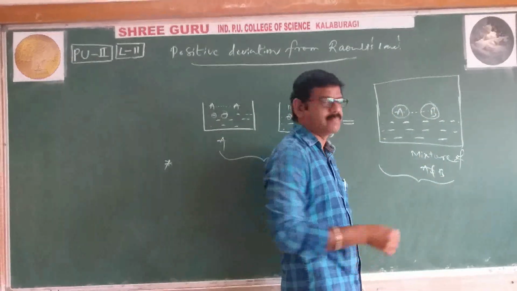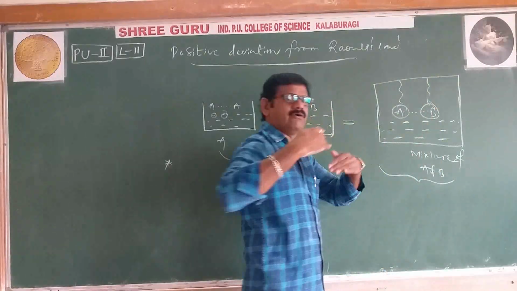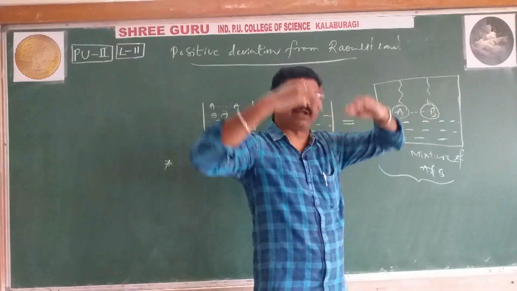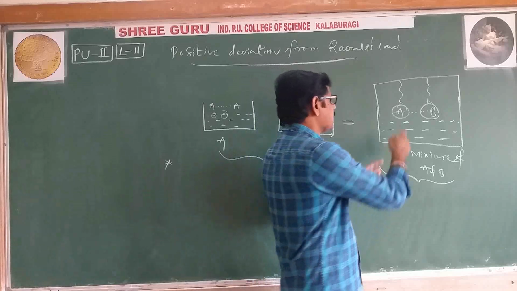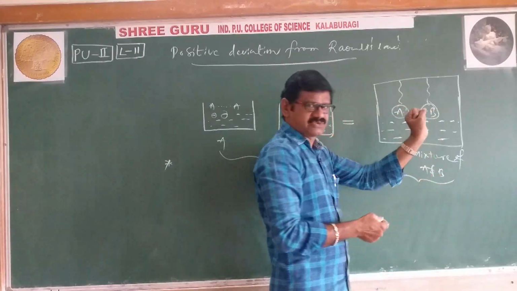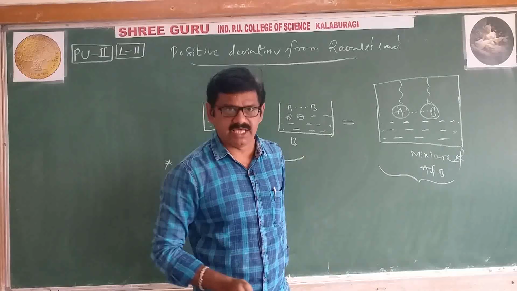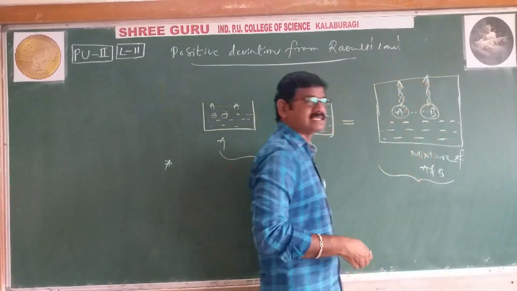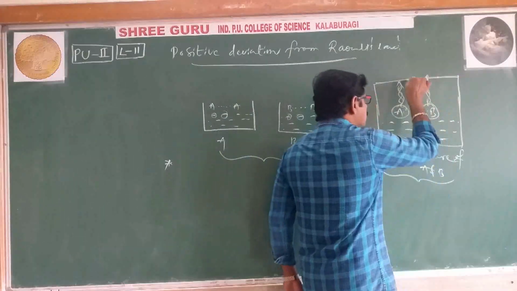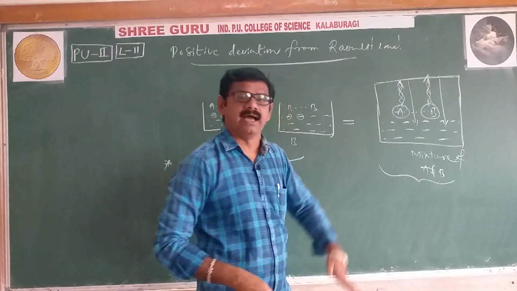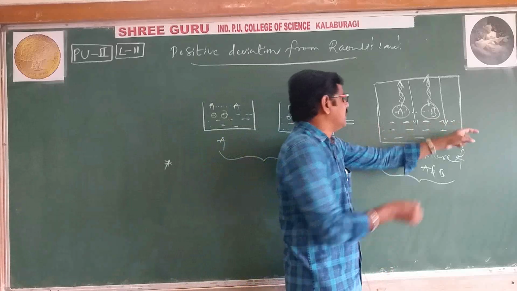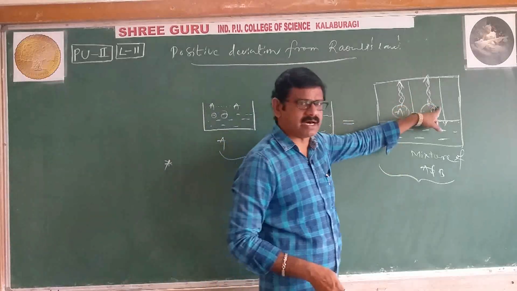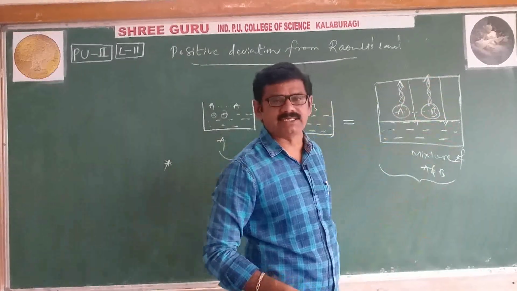Suppose it is a closed container with A as well as B. Evaporation takes place easily. Both A and B, the vaporizing tendency is more. Why? Because between A and B, attraction forces are not strong. Attraction forces are weak. Because of that, both A and B vaporize easily. And if it is a closed container, those vapors will come back and exert pressure on the liquid surface, which is called vapor pressure.